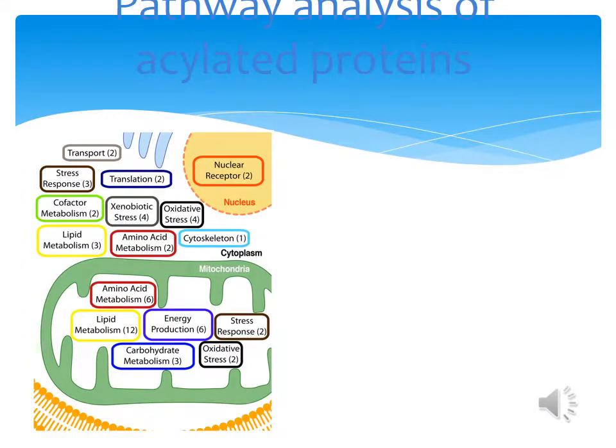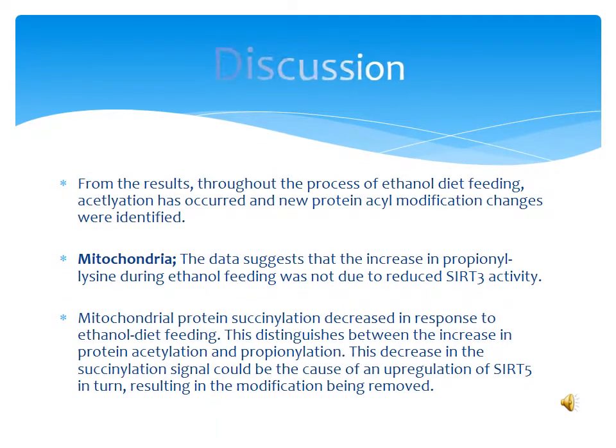This diagram taken from the report is a pathway analysis of acylated proteins. Previous studies of ethanol ingestion have shown protein acetylation to occur. In this study, acetylation is also shown to occur, but there were also new protein acyl modifications identified changing during ethanol diet feeding. In different cell compartments, the regulation of this occurs differently.